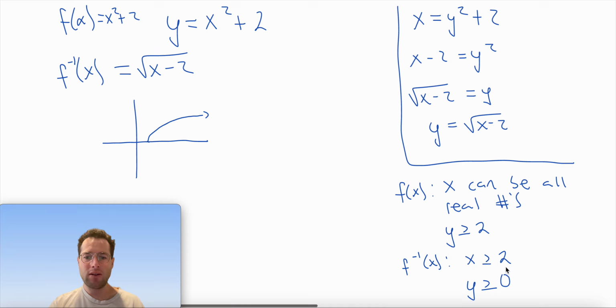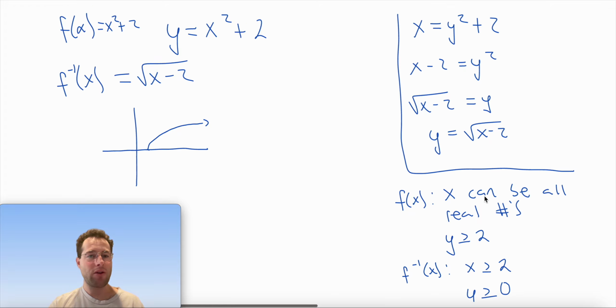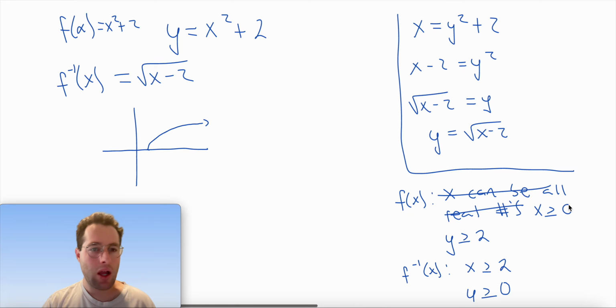But we can notice here that in this case, the domain from our original function doesn't match the range of our inverse function, which is what we would like. So again, we're going to have to modify the domain of our original function here. And we're going to do that by restricting it to all values greater than or equal to 0. So let's cross this out, and this is now going to be that x must be greater than or equal to 0.